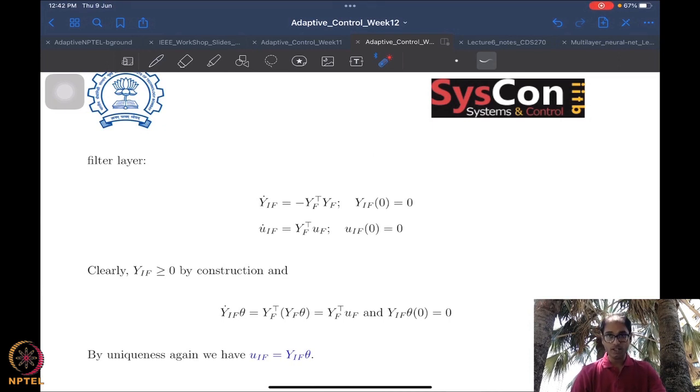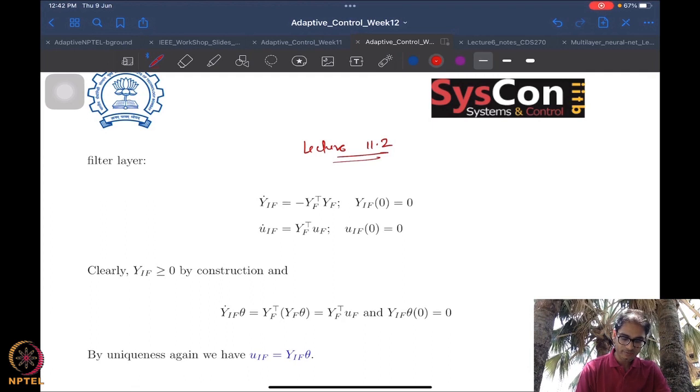Which is why these authors who we are referring to now proposed addition of a second layer filter. So this is where we start today.